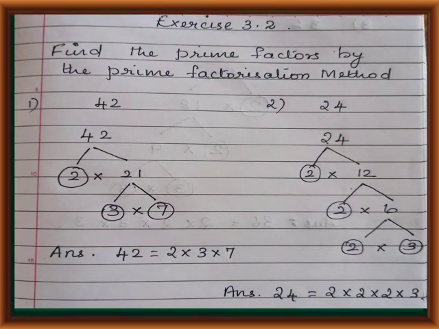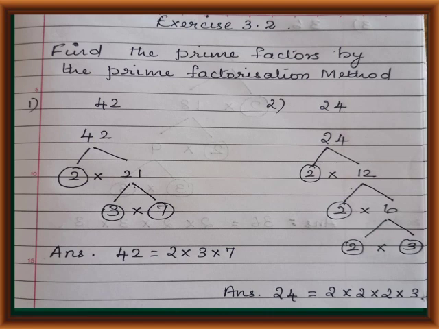We'll go on to the exercise 3.2. Find the prime factors by the prime factorization method. So first sum is 42. You will start with the smallest factor. As the number ends with an even number, you can take the smallest prime factor as 2. 2 into what will give you 42? So 2 into 21 is 42.